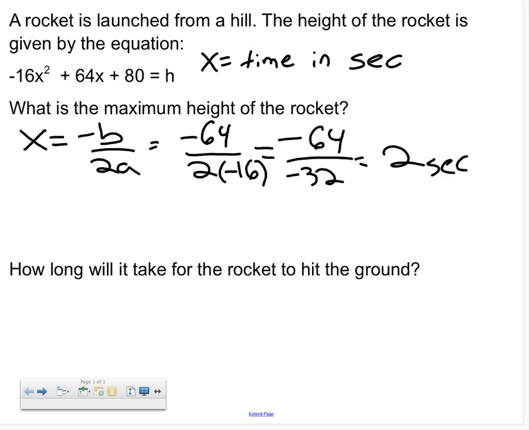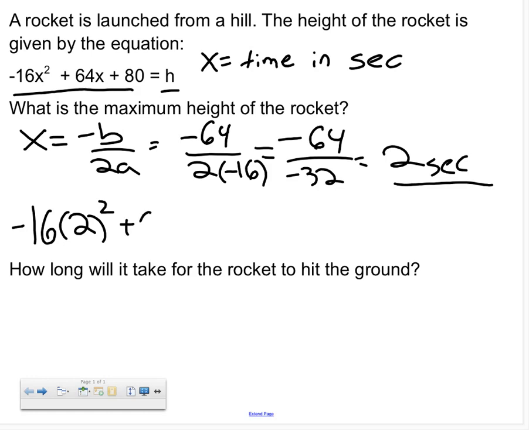Because remember, this equation says, give me your x's and plug them in here, and I will get you what your height is, what your h is. Well, I know what x I want to plug in, so I'm going to go ahead and do that and figure out what h I get as a result. So negative 16 times 2 squared plus 64 times 2 plus 80, and that's going to give me my h. So again, doing some quick arithmetic here.